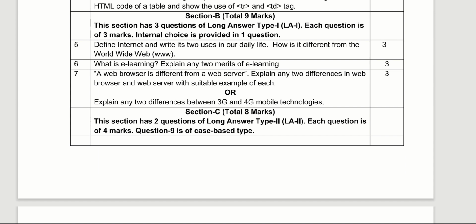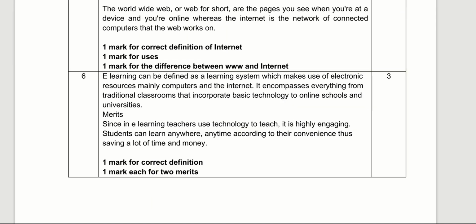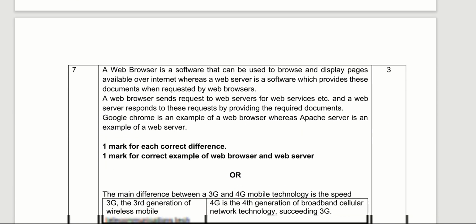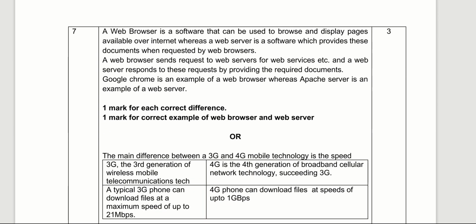Third one is also from this. So you can see section B is entirely from unit 1. So how is a web browser different from a web server? You have to explain any 2 differences. So the answer, if you see, a web browser is a software. Definition of web browser is given. Then how is it different from a web server?